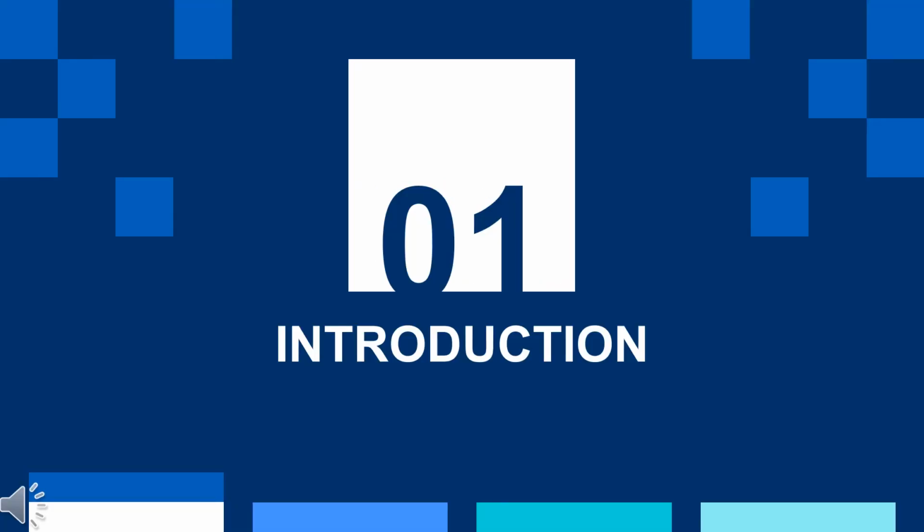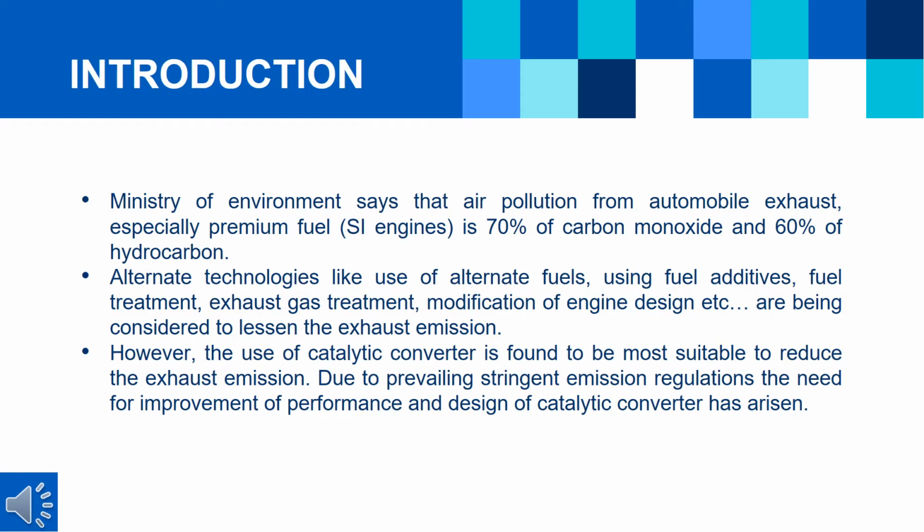Next topic to be discussed is the introduction. The Ministry of Environment says that the air pollution from automobile exhaust, especially from premium fuel or SI engines, is 70% carbon monoxide and 60% hydrocarbon. To lessen the exhaust emission, alternate technologies like alternate fuels using additives, fuel treatment, exhaust gas treatment, and modification of engine design are being considered. But due to the major issue of controlling the CO2 and NO2, the catalytic converter plays a suitable role in reducing the exhaust emission.